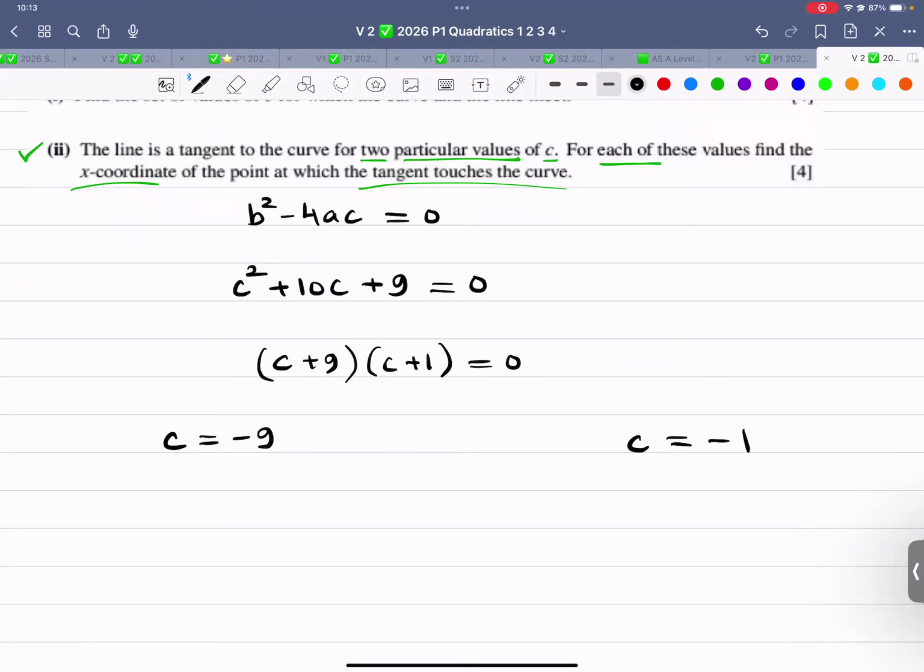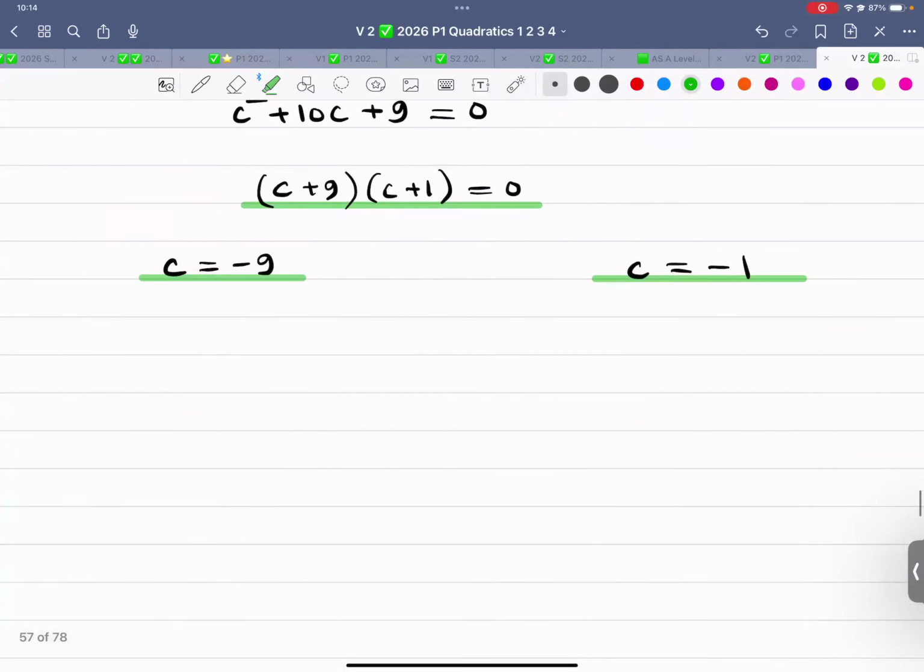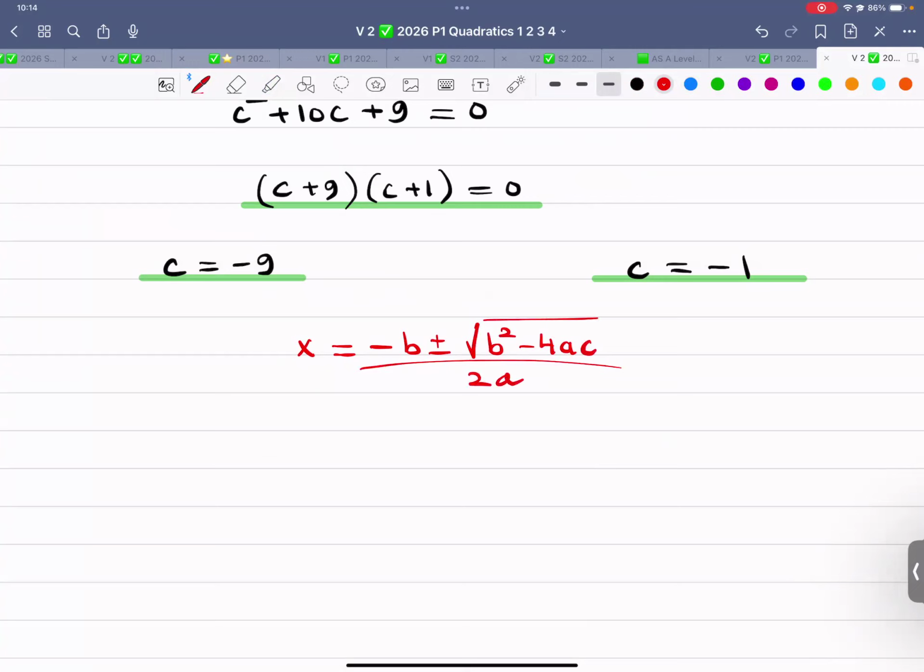Now we are looking for values. So now the condition is b squared minus 4ac equals 0. That is c is this and c is this. Now, what are they asking for? For each of these values, find the x coordinate. Now we have this formula: x is equal to negative b plus or minus the square root of b squared minus 4ac, the whole thing divided by 2a.